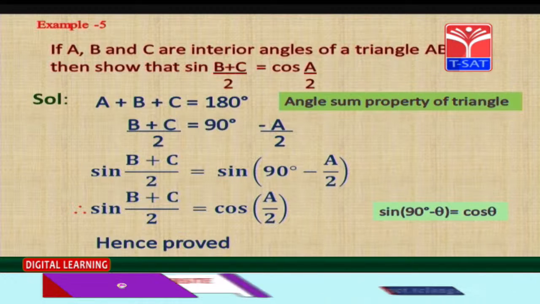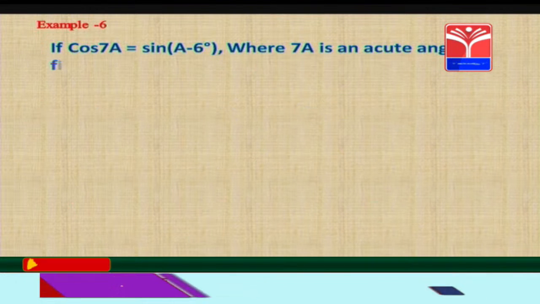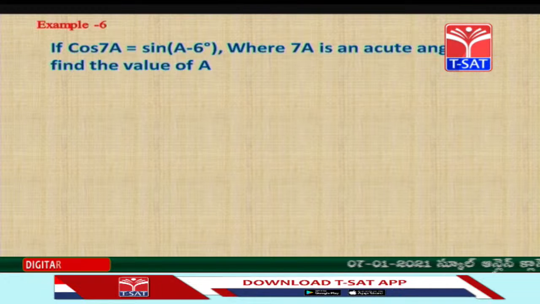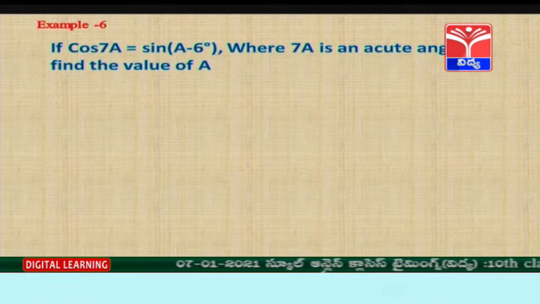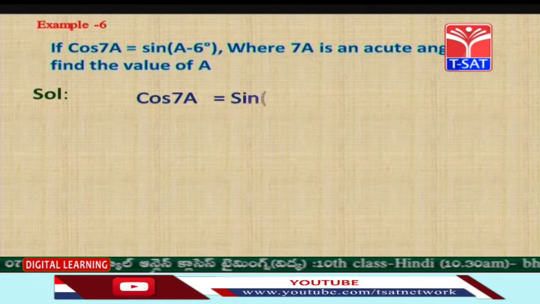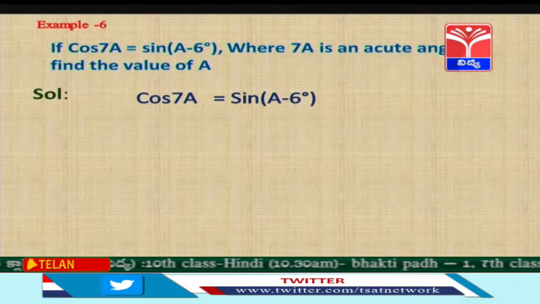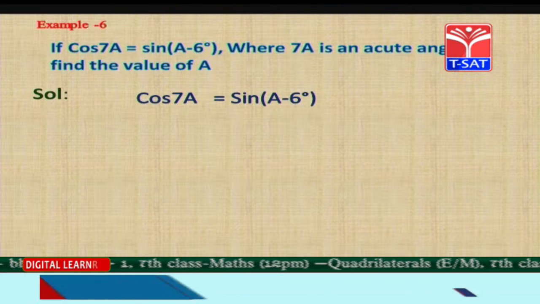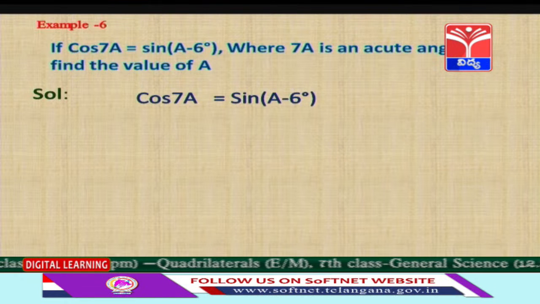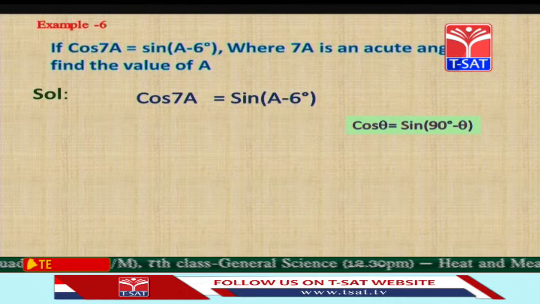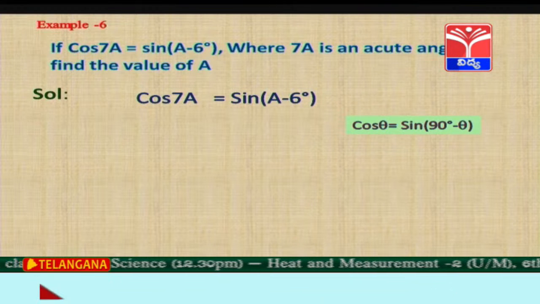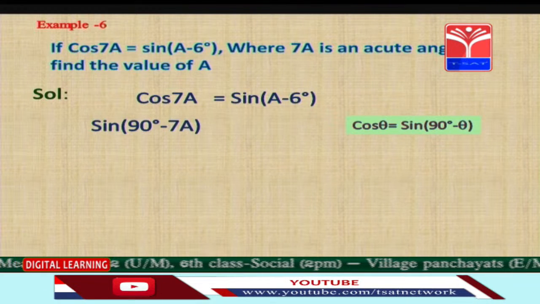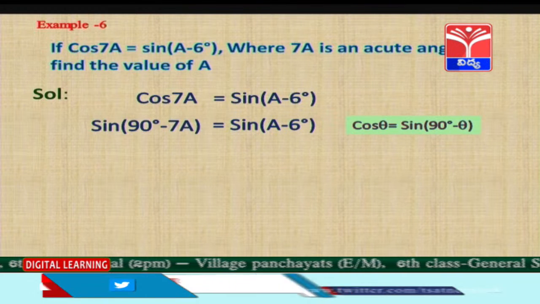Now, we will move to one more example. If cos 7A is equal to sin of (A minus 6 degrees), where 7A is an acute angle, find the value of A. Solution for this: cos 7A is equal to sin of (A minus 6 degrees). Here we see one is cos and the other one is sin, so we have to convert both either into cos or sin. Cos theta is equal to sin of (90 minus theta). So, can I write cos 7A as sin of (90 minus 7A)? On the other side we have the same sin of (A minus 6).